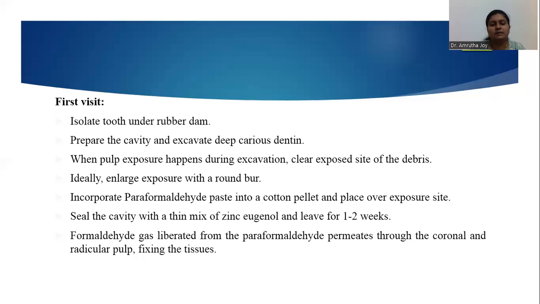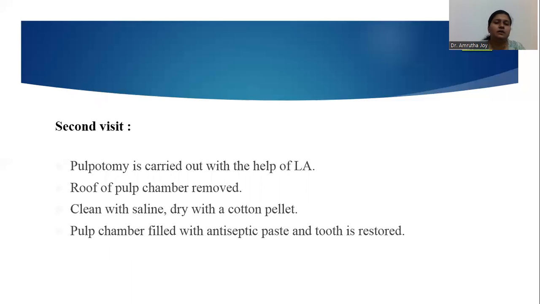The formaldehyde gas liberated from the paraformaldehyde paste penetrates through the coronal pulp and it will fix the radicular tissue. In the second visit, the proper pulpotomy procedure is carried out using LA. And then remove the zinc oxide eugenol dressing and remove the cotton pellet. After that, deroof the pulp chamber, that is, the roof of the pulp chamber is removed. Then clean with saline, dry with a cotton pellet, and the pulp chamber is filled with antiseptic paste and restored.